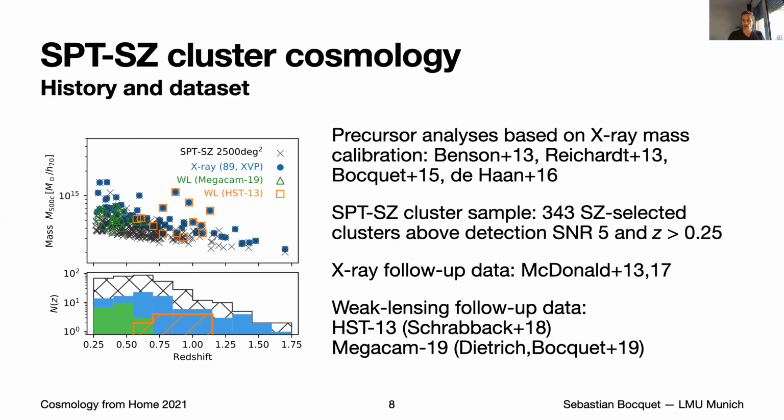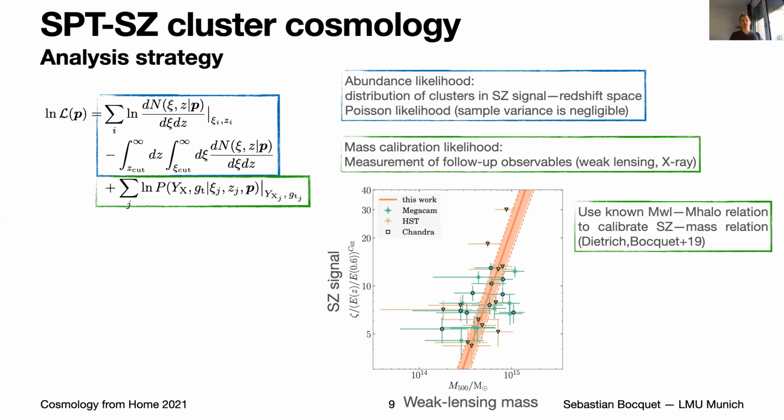Now, how do we put this together in an analysis? This is the main analysis strategy. On the left-hand side here, I show you the likelihood function, split into 2 colors for reference. The blue part is what I call the abundance likelihood. This is basically treating the abundance of halos, so the distribution of clusters in SZ signal and redshift space. In practice, we're assuming a Poisson likelihood because sample variance is negligible for the SPT sample. And then the green likelihood is the mass calibration part.